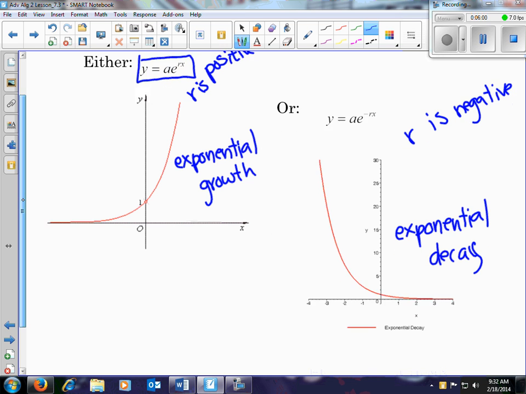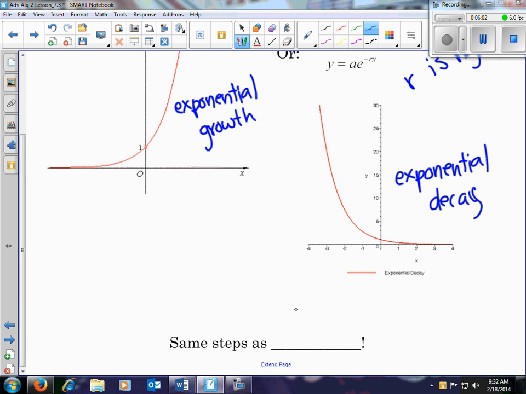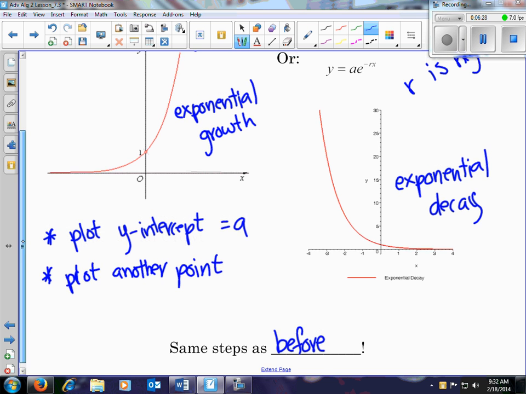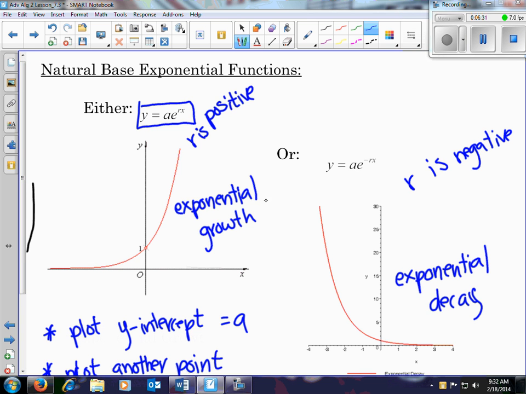Now, when we are doing these, we're going to have the same steps as before. Nothing is changing. The first step is going to be plot the y-intercept. And remember, our y-intercept is equal to a. And then we're going to plot another point. Sounds simple enough. It's going to be the exact same as it was before.